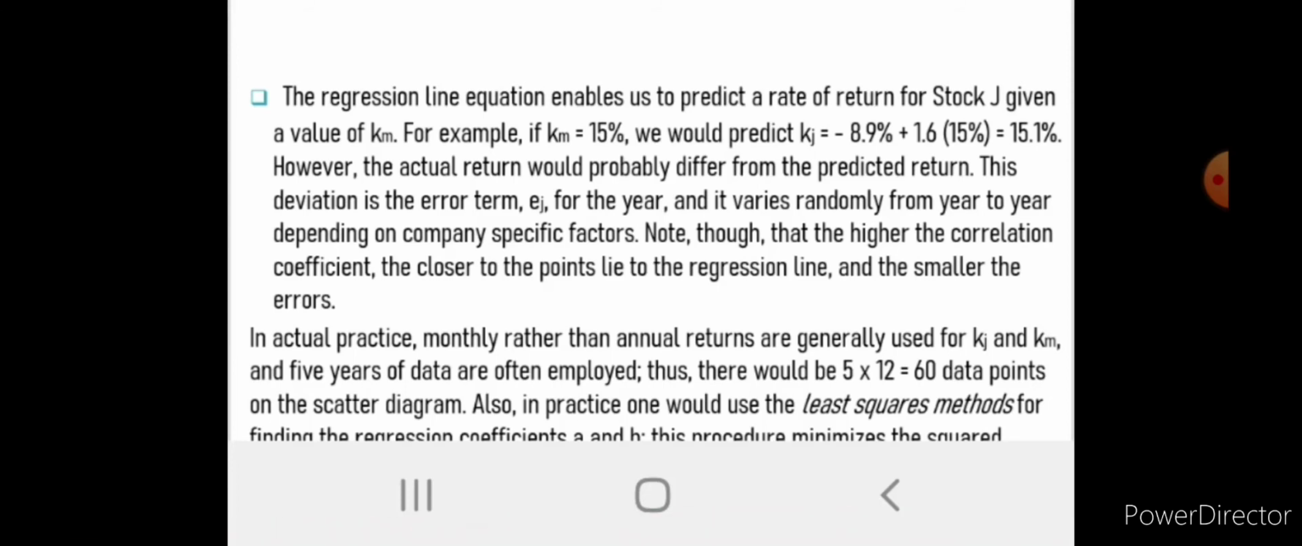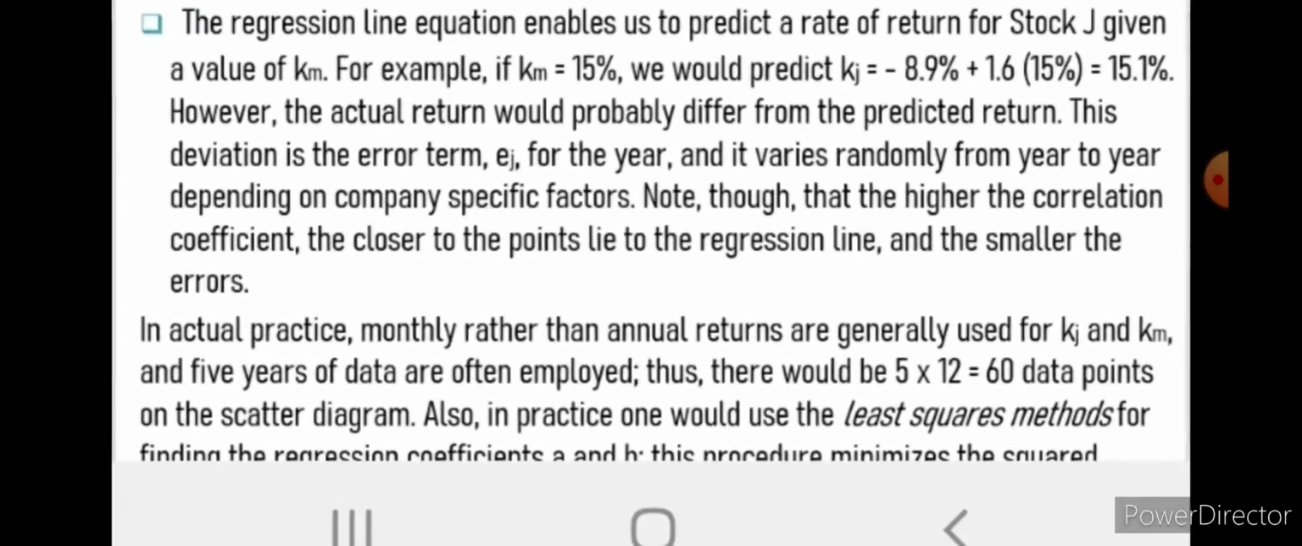However, the actual return would probably differ from the predicted return. This deviation is the error term for the year, and it varies randomly from year to year depending on company-specific factors. Note, though, that the higher the correlation coefficient, the closer the points lie to the regression line, and the smaller the errors.